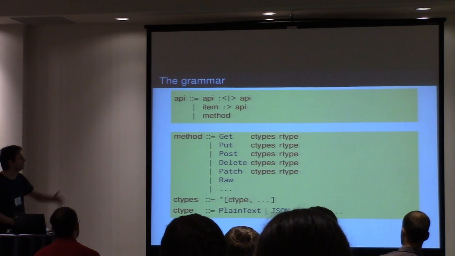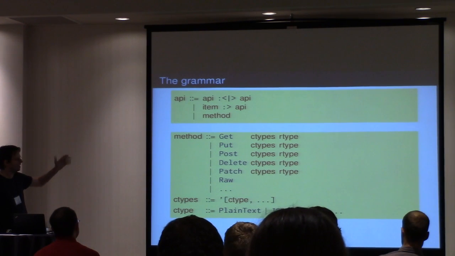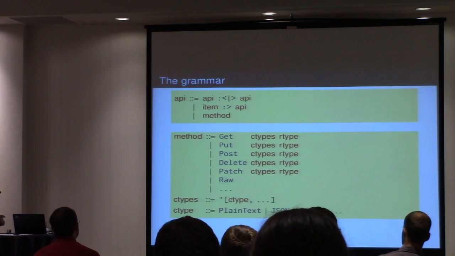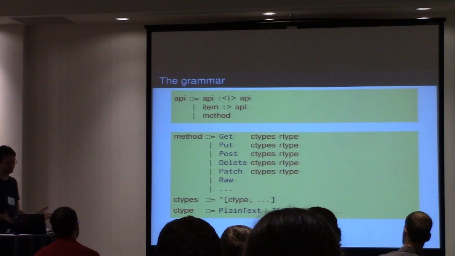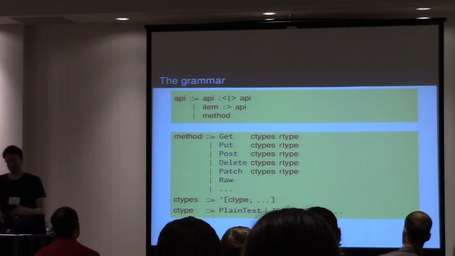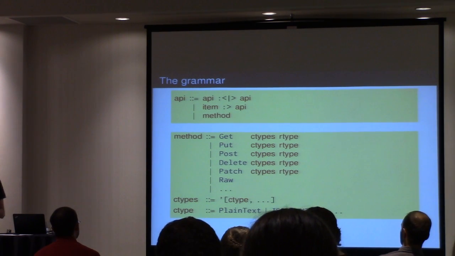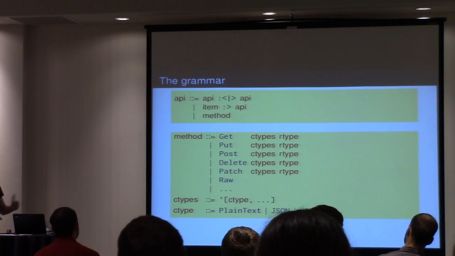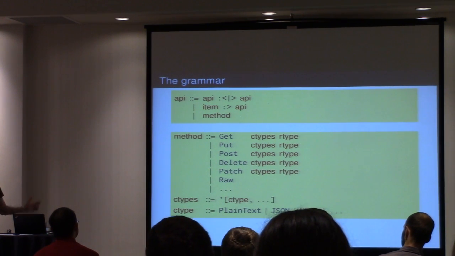And then the methods, they can be get, put, post, delete, patch, and then there is an escape mechanism, raw, where you can sort of dispatch to the underlying web framework that you're happening to use. So by default, Servant is using Warp and WAI, which are existing packages for Haskell, but it's not tied to them in any strong sense. So you could build Servant on top of Snap or Happstack or Yesod or Spock or Scotty or whatever.